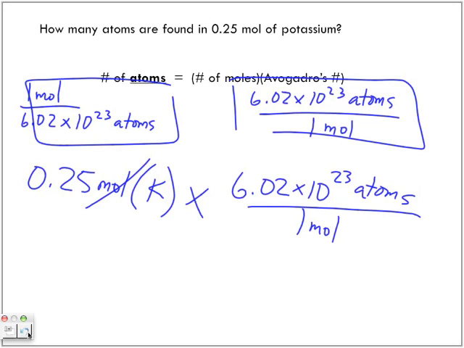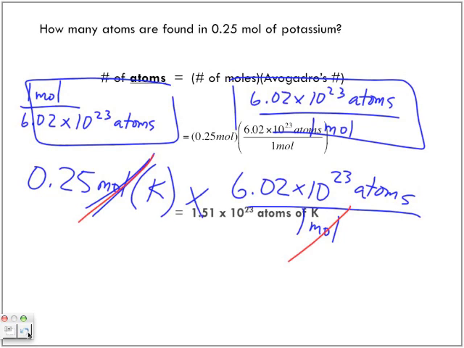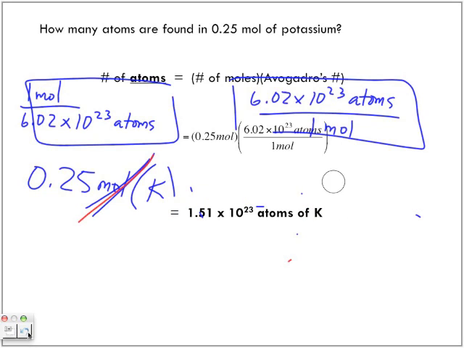Mole is what we're trying to cancel out. So all we're doing, just like the equation showed us, is we take the number and multiply it by 6.02 times 10 to the power of 23. And there's my answer. Once you've multiplied all this together, that's what you get in terms of the number of atoms of potassium: 1.51 times 10 to the power of 23.